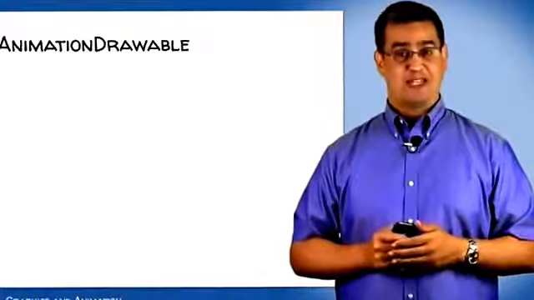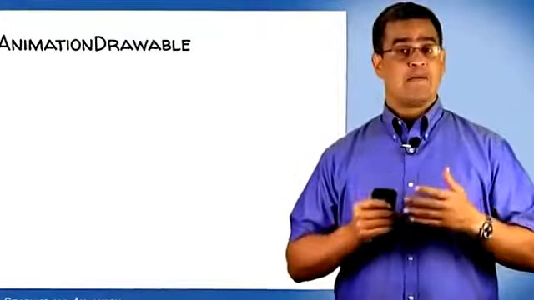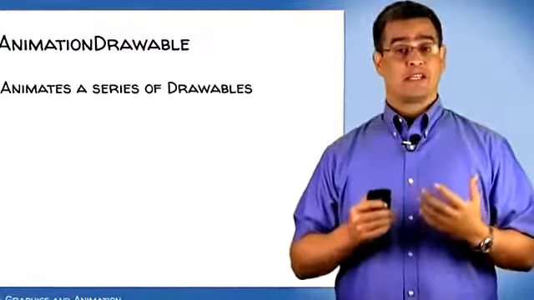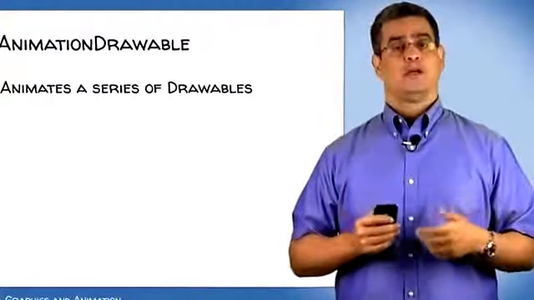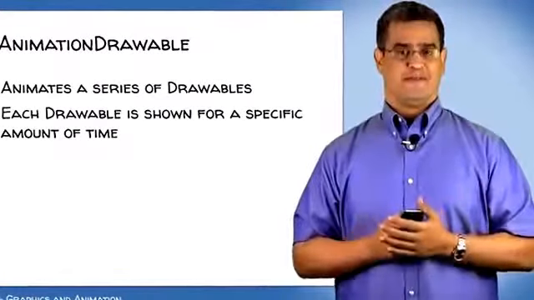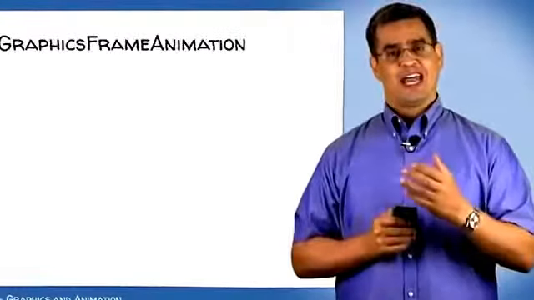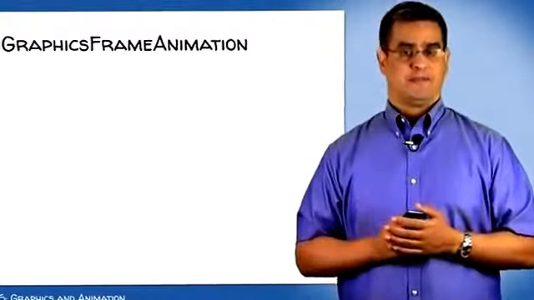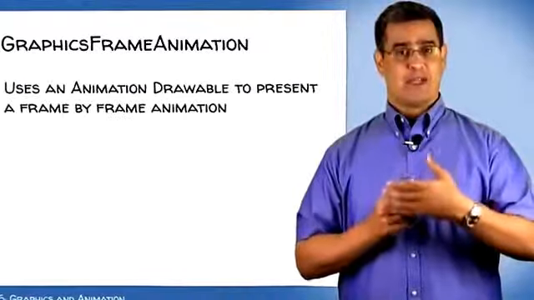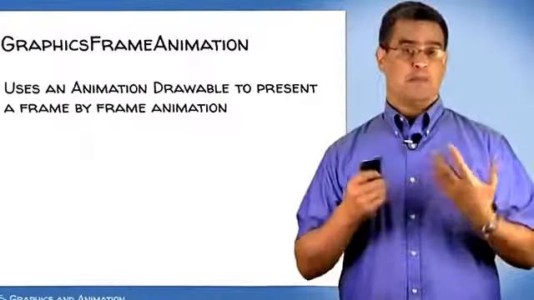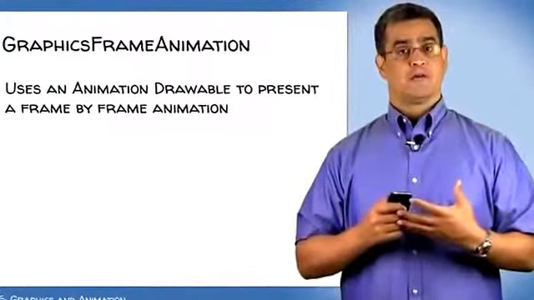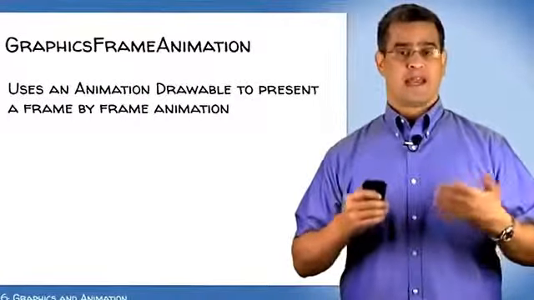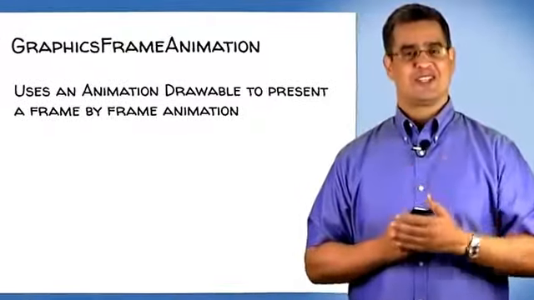The next kind of animation that we'll talk about is the animation drawable. This drawable animates a series of other drawables, showing each one for some period of time. Our next example application is called Graphics Frame Animation. This application uses an animation drawable to display a kind of splash screen, which itself presents a series of images counting down to the start of the main application. Let's see what this does.